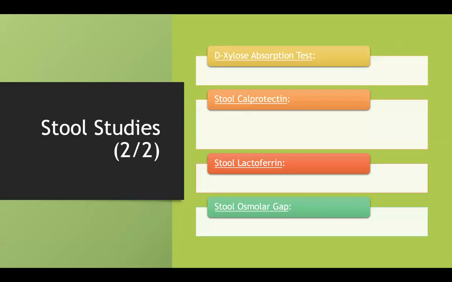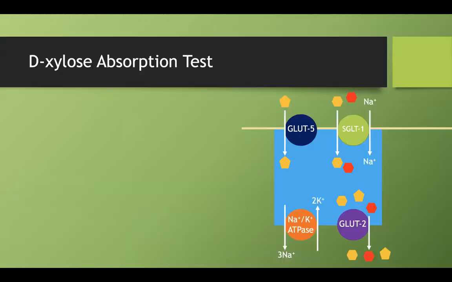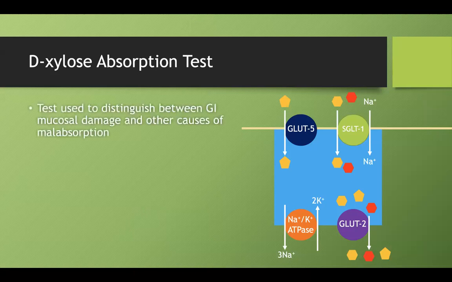Now I'm going to give you a stool study that you might not have been familiar with, so let's go over it while we're here. The D-xylose absorption test will differentiate different causes of malabsorption. It's technically not a stool study, but I like to put it in this category because I always want you to think about it in the setting of malabsorption. I talk about this in the small intestine lecture, and I'm just going to go over it again now. It helps you determine the actual cause of malabsorption.